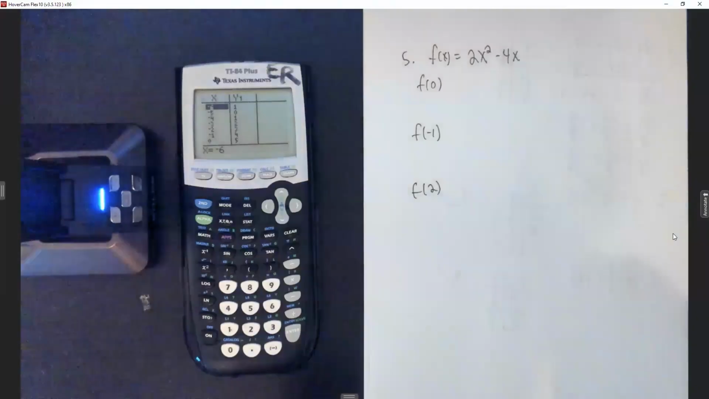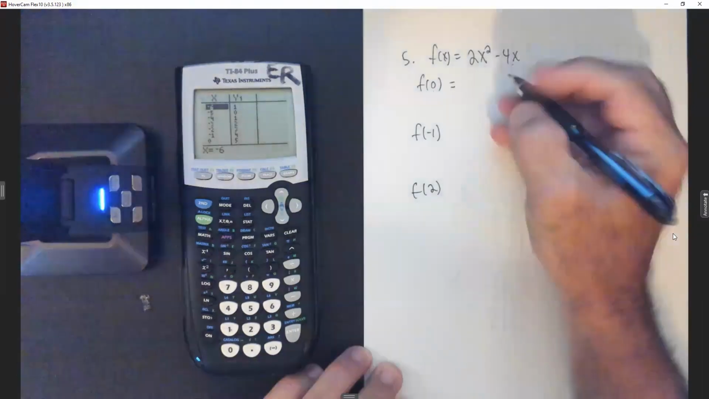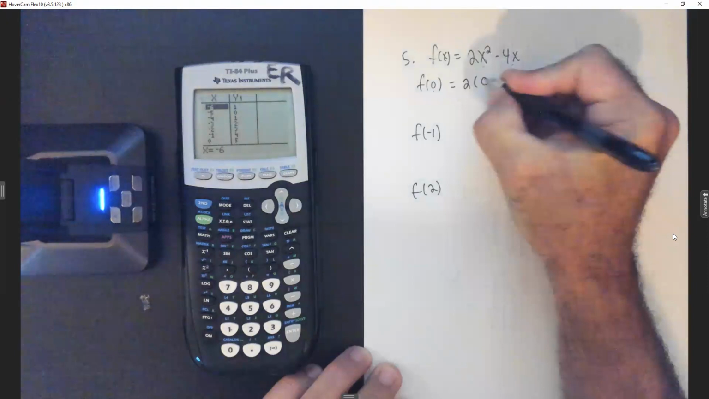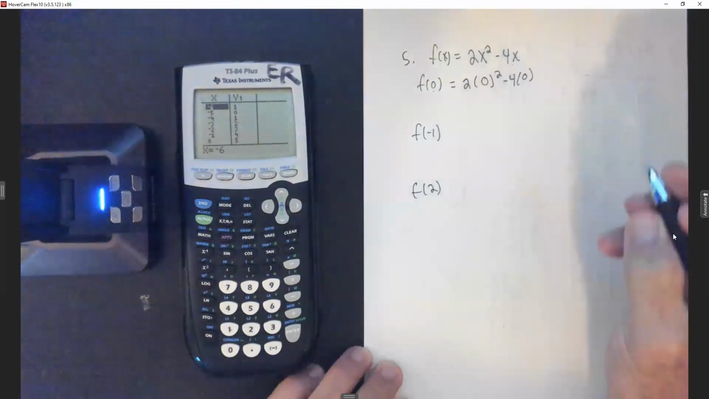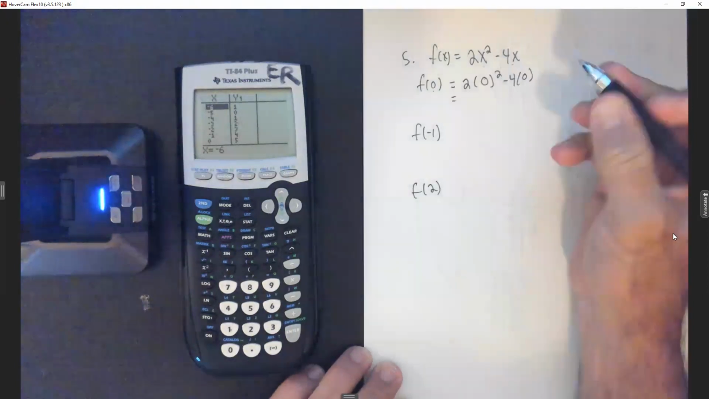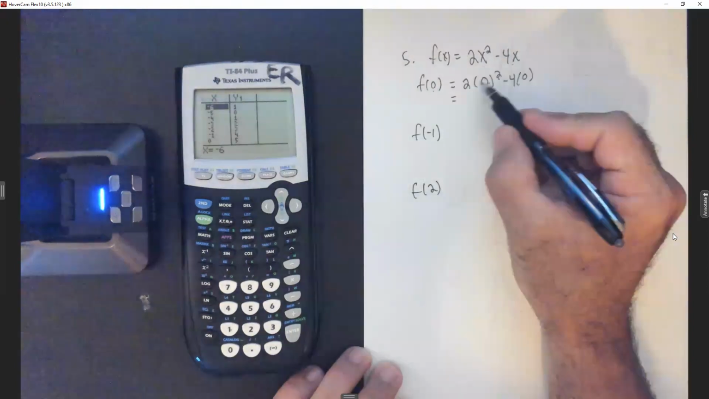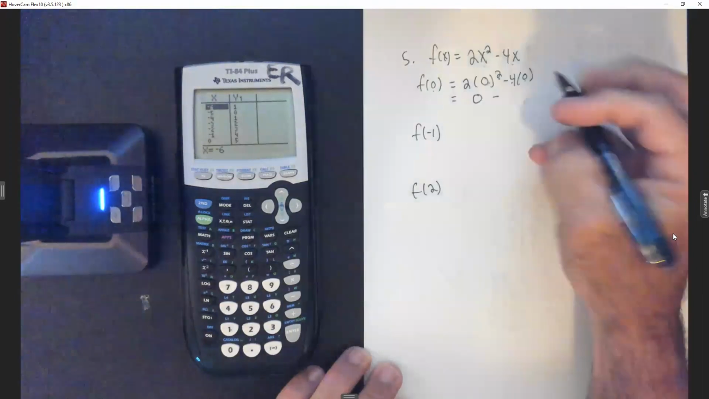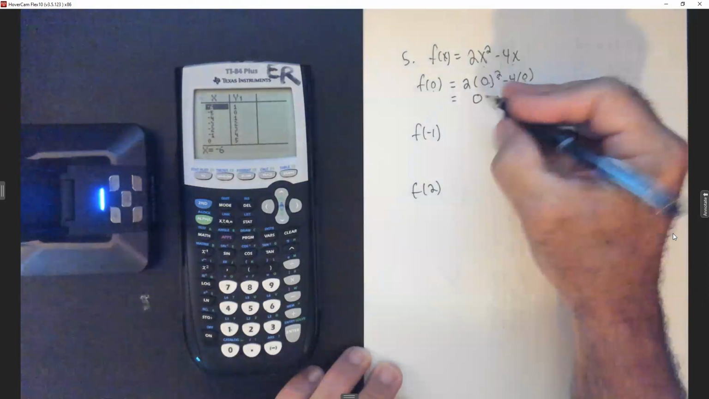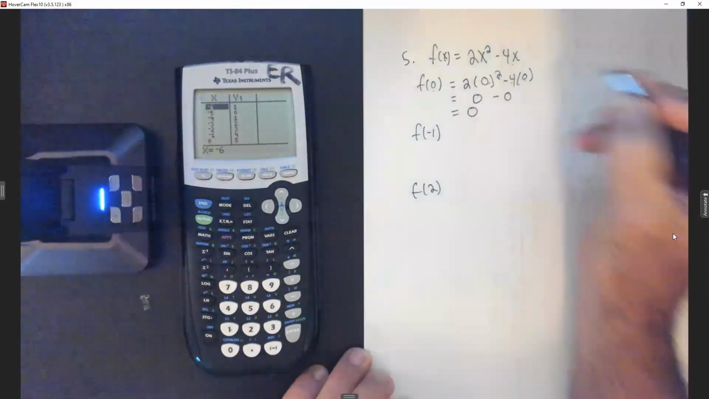So 2 ways to do it. One way is by hand, so put a 0 in for each of these x's. So you got 2 times 0 squared minus 4 times 0. Well, 0 squared is 0, and 0 times 2, that's going to give me a 0, minus 4 times 0 is 0, and let's see, 0 minus 0 is a 0.